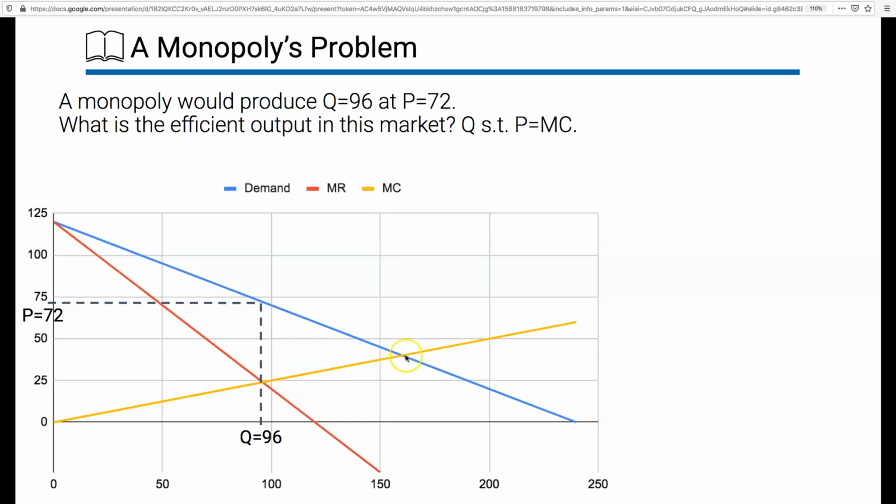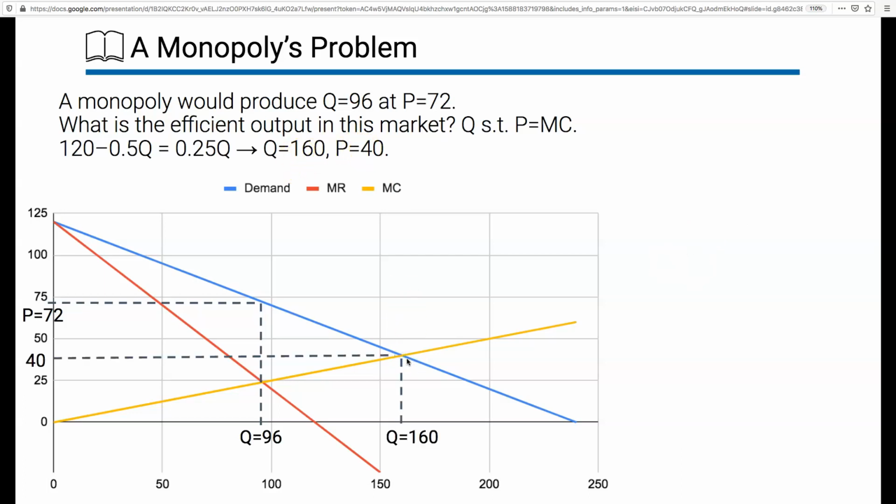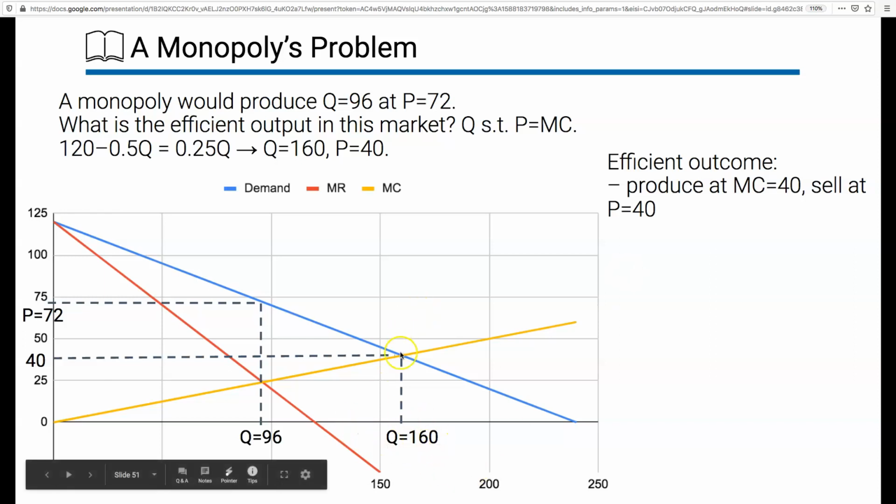And in the efficient output, quantity is produced until price equals marginal cost, just like in a competitive market. Here's the condition. The price, I'm using the inverse demand for the price, equals marginal cost, and that gives me the output of 160 and price of 40. So if we want to realize all the gains to trade in this market, we need to force the market to produce 160 units and trade them at 40. And notice then when 160 units are produced, the last unit is produced at the marginal cost of 40, and it's sold at 40.